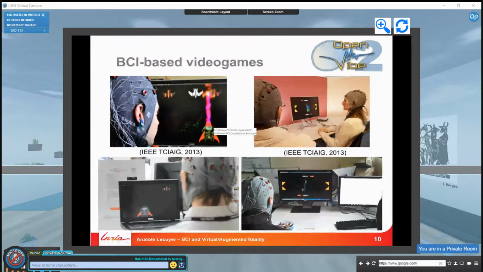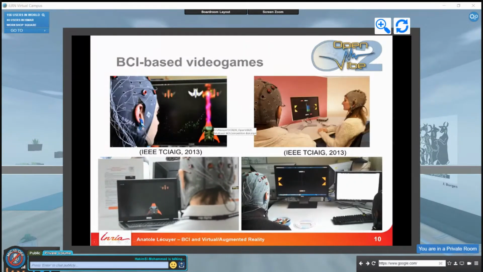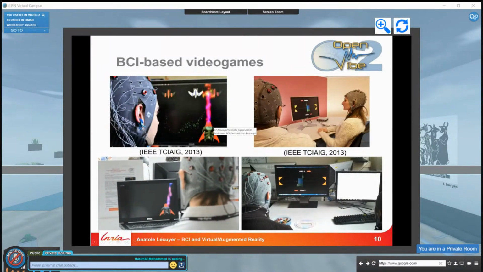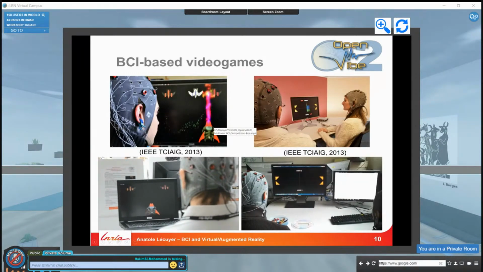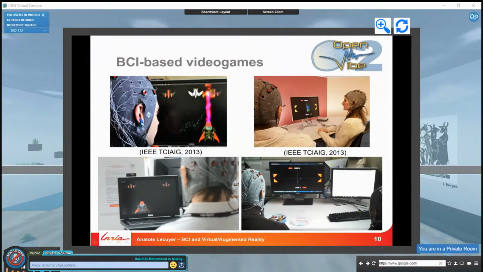You see here some examples on the videos on the slide. I hope that you can see the video. On the bottom left, it's a Space Invader-like shooting game where the virtual spaceship is controlled by the visual cortex and SSVEP, the steady-state visual evoked potential, and you have to concentrate on different areas of the ship to control the displacement and the shooting made by the ship.